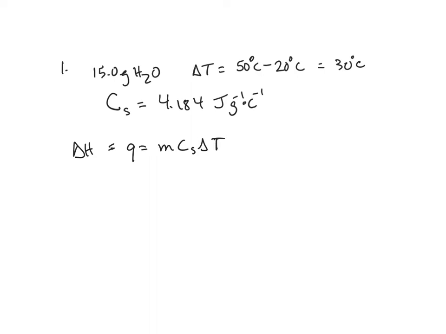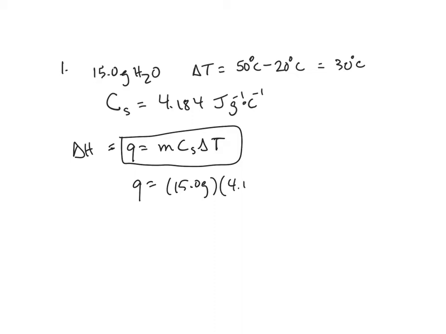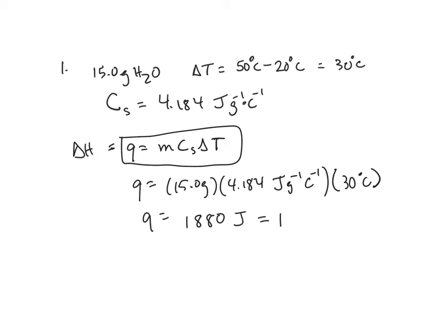Or delta E. But this is the equation here that you're probably familiar with. So put it all together, Q is equal to 15 grams times 4.184 joules per gram degrees C, and delta T is 30 degrees C. Q turns out to be 1880 joules, which is equal to 1.88 kilojoules.